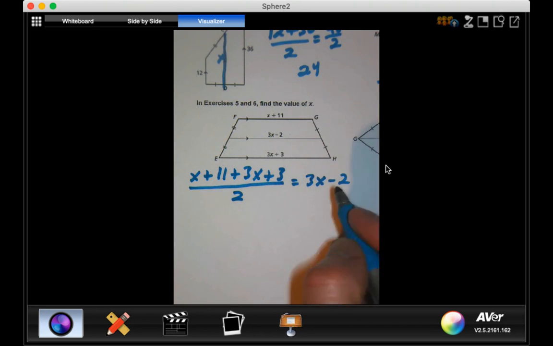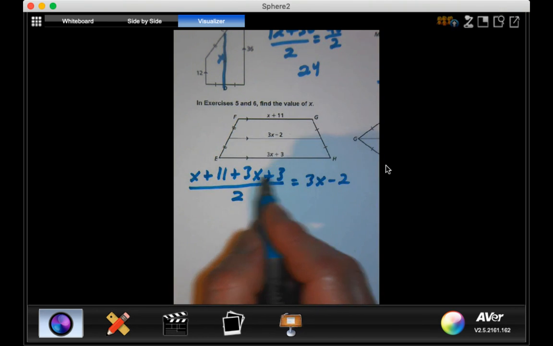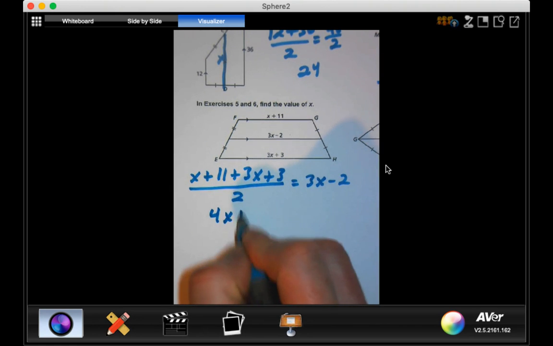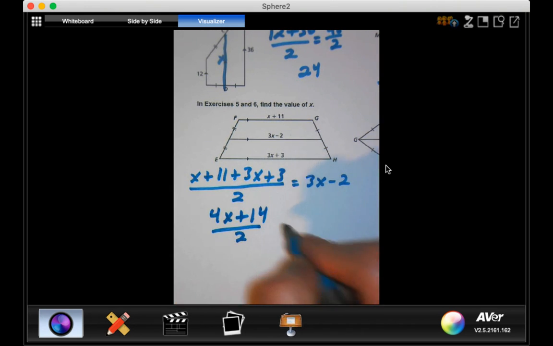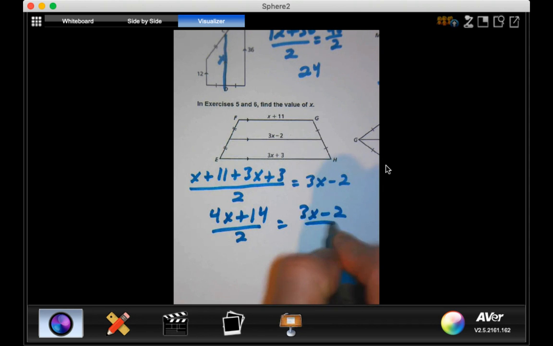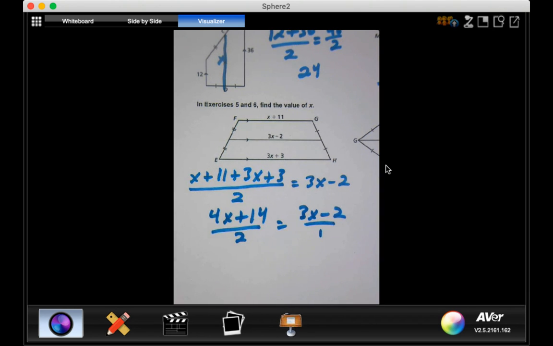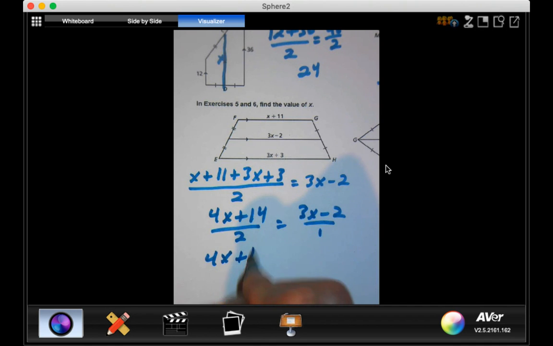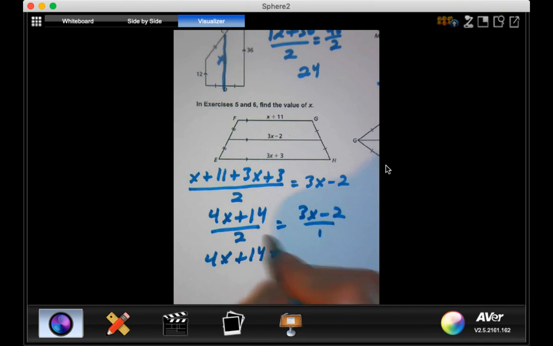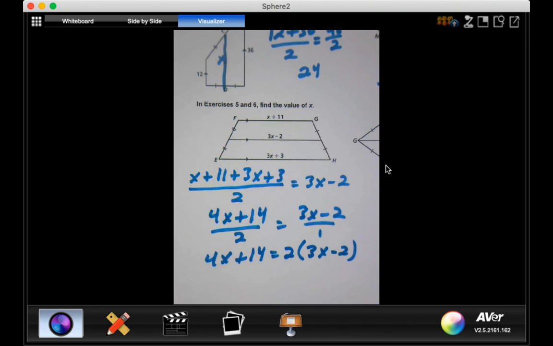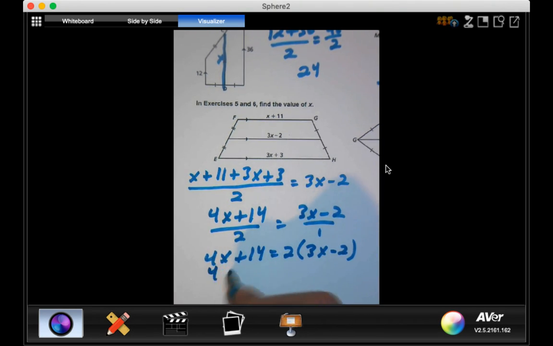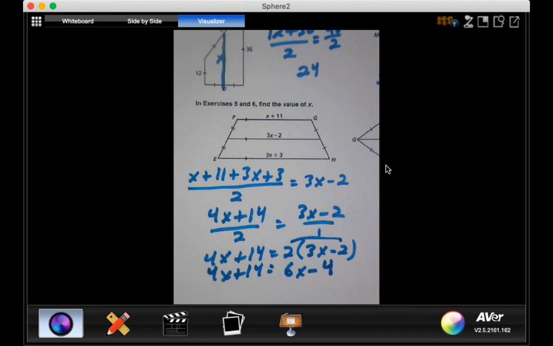Before I cross multiply, I'm going to combine some like terms up here. So I have 3x and x. That makes 4x plus 14 divided by 2 equals 3x minus 2. I'll put that over 1, and I will cross multiply. So 4x plus 14 equals, now this 2 is going to have to be distributed to both. So 4x plus 14 equals 6x minus, careful here, 4. Big mistake: sometimes people forget to distribute that second one over to the minus 2.